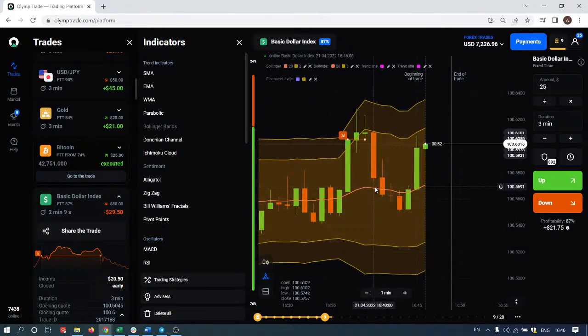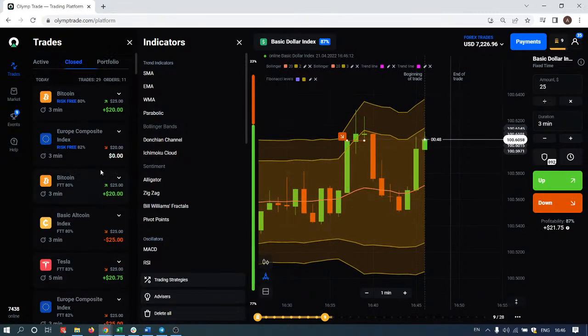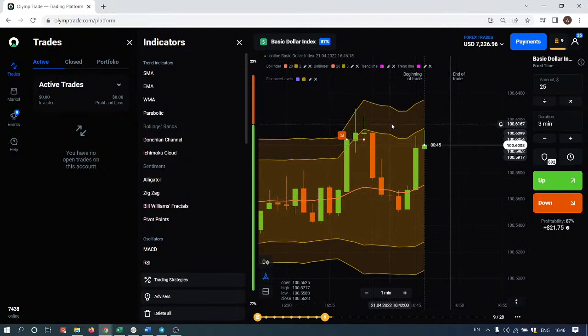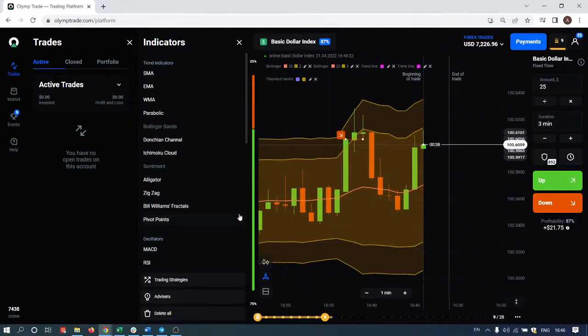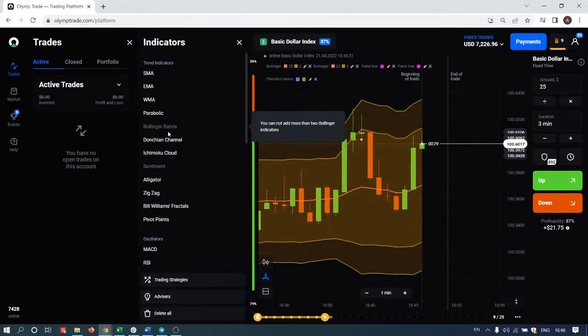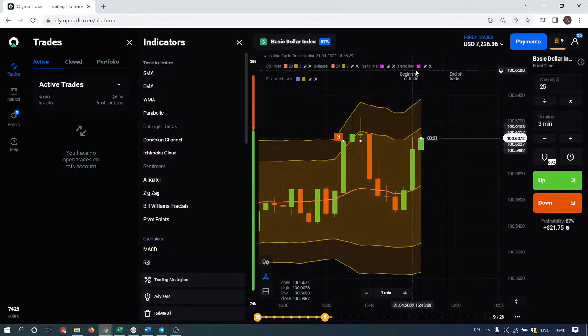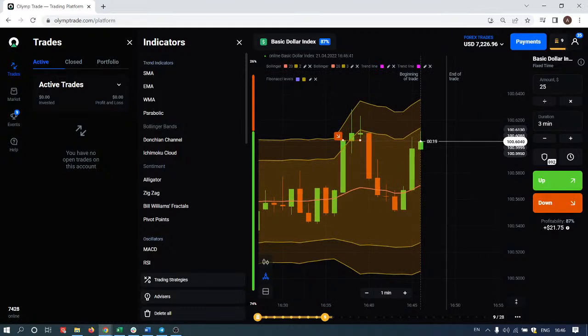Guys, thank you very much for your attention. I hope you enjoyed this trading strategy, in my opinion. Like I said, this strategy is very good, and you can either buy it on the market or in our market, or you can just apply it with your own hands by adding two Bollinger Bands indicators, and just changing the properties of one of them.